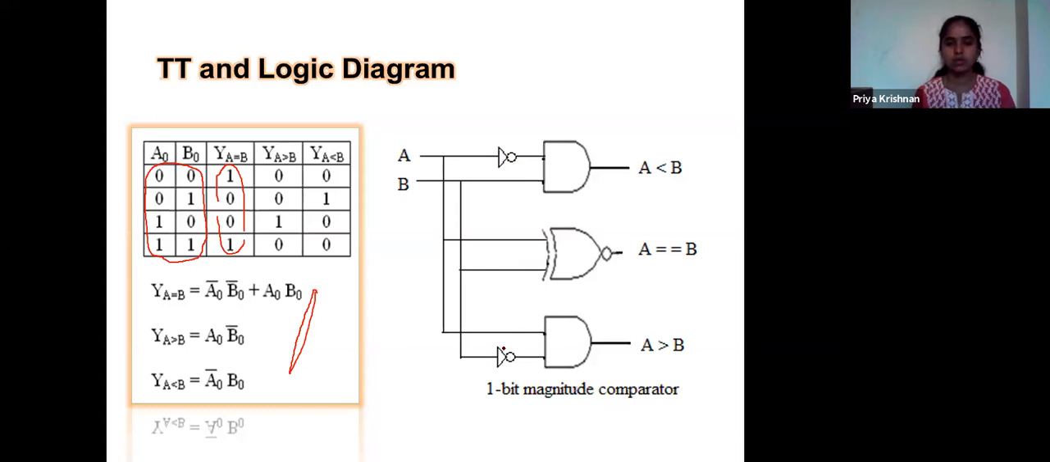So whenever you apply 00 or 11, which LED will glow? The LED you connected to A equal to B will glow. Got it? Similarly, you can design this with the help of simple basic logic gates itself.